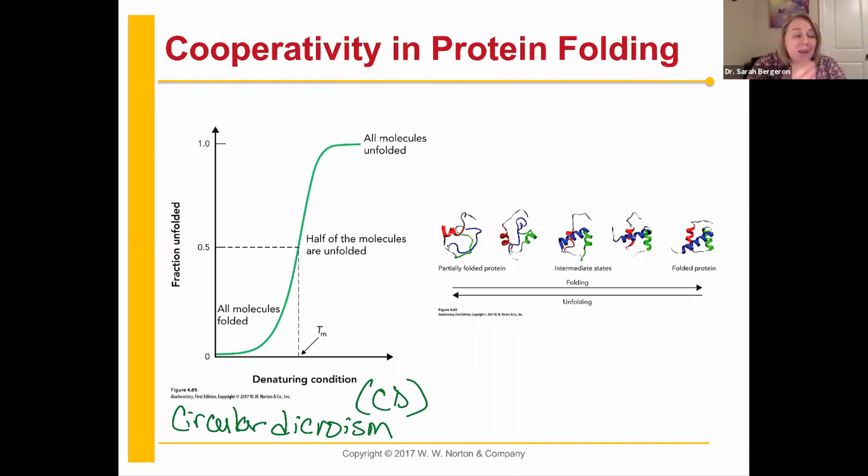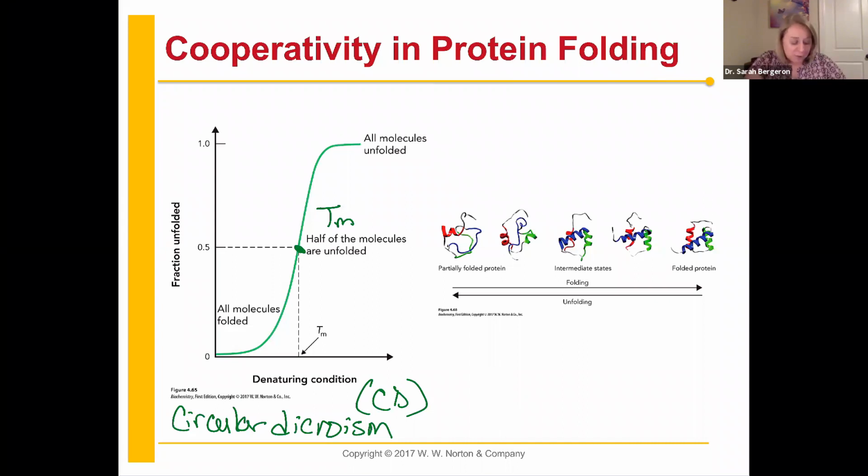Knowing that, you can take that reading, and then increase the temperature and measure the percent of the protein that's folded. As you increase the temperature, it's going to become unfolded. That's exactly what this curve is. You can get a TM, or melting temperature, for your proteins using circular dichroism.